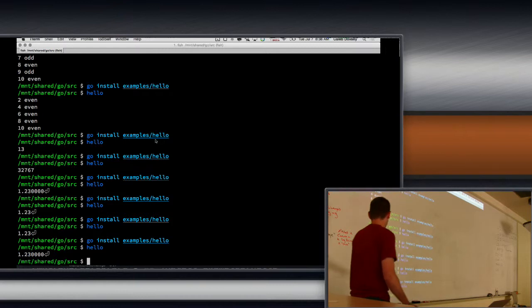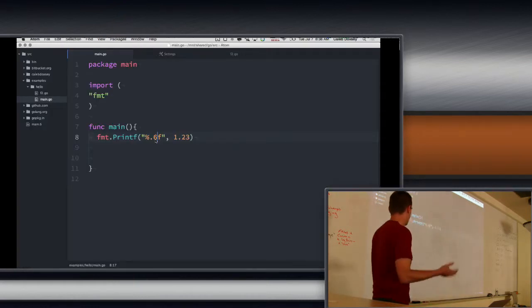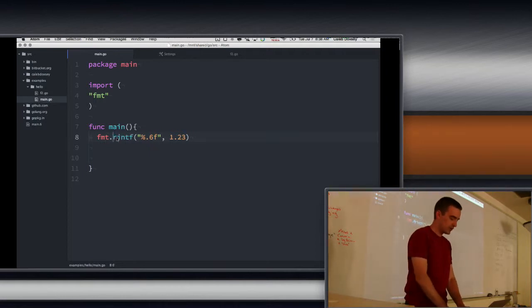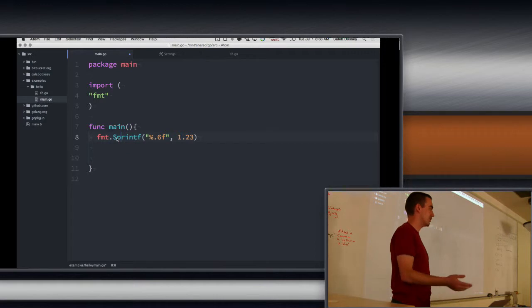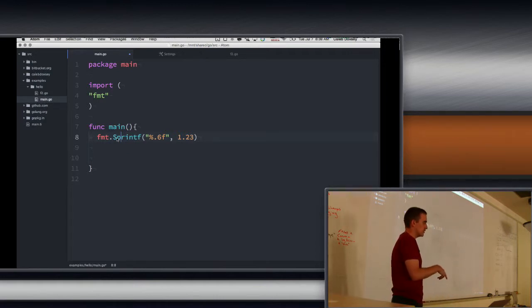But basically, that's how you're going to do it. If you need to format floating point numbers, use printf. Okay. Now, if you need to put it into a string, you can use sprintf, or string printf. So it's sprintf. And that will create a string.